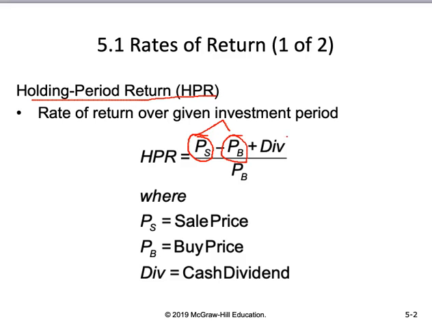And then any income you had during the period. With stocks, there might be dividends, which is income that comes along the way. You take your capital gain plus your dividend income and divide it by what you paid for the stock, and that would give you your holding period return.